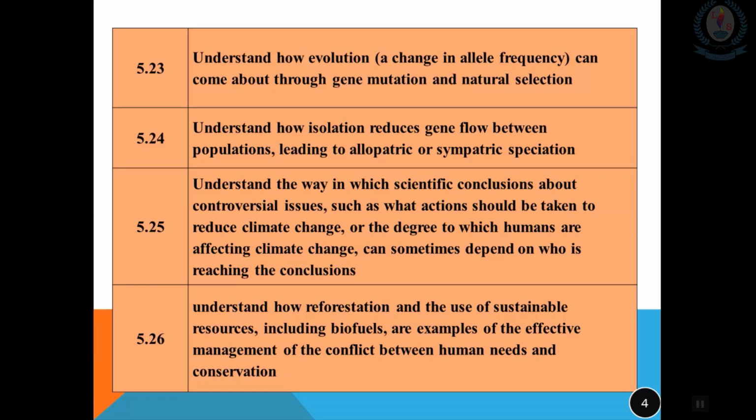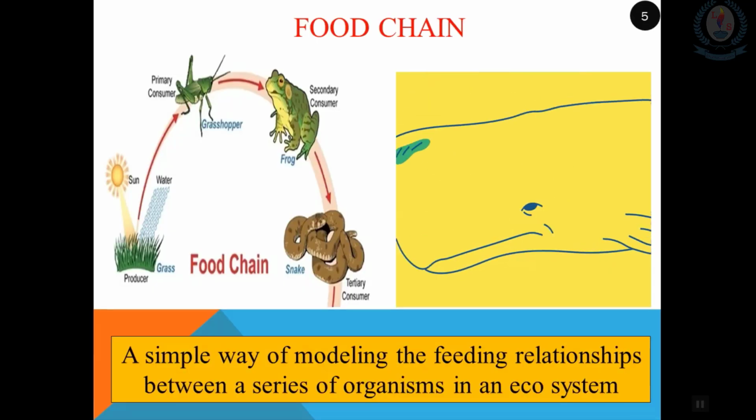in which scientific conclusions about controversial issues, such as what actions should be taken to reduce climate change or the degree to which humans are affecting climate change, can sometimes depend on who is reaching the conclusions. And finally, they should understand how reforestation and the use of sustainable resources, including biofuels, are examples of the effective management of the conflict between human needs and conservation.